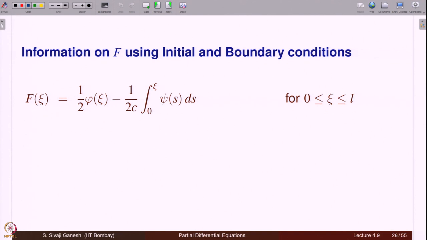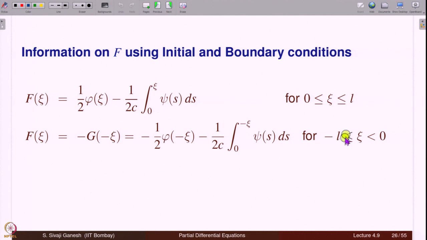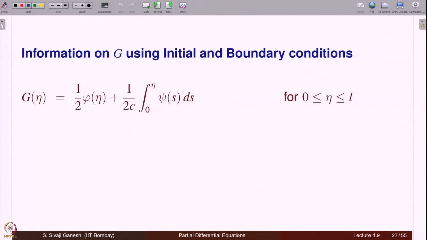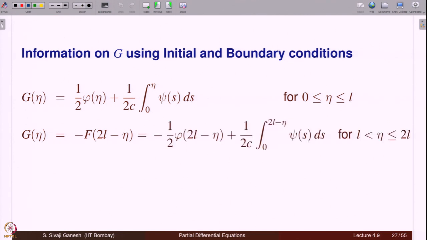So, the information that we get using both initial and boundary conditions is as follows. Using initial conditions, we got this formula for f on the interval 0 to L. Using the boundary conditions, we have determined f on the interval minus L to 0. This is just the formula for g of minus xi being minus g of xi, and the periodicity. On g, similarly, initially we have determined it on the interval 0 to L. Then using the second boundary condition, we have got this expression on L to 2L, and we have periodicity.